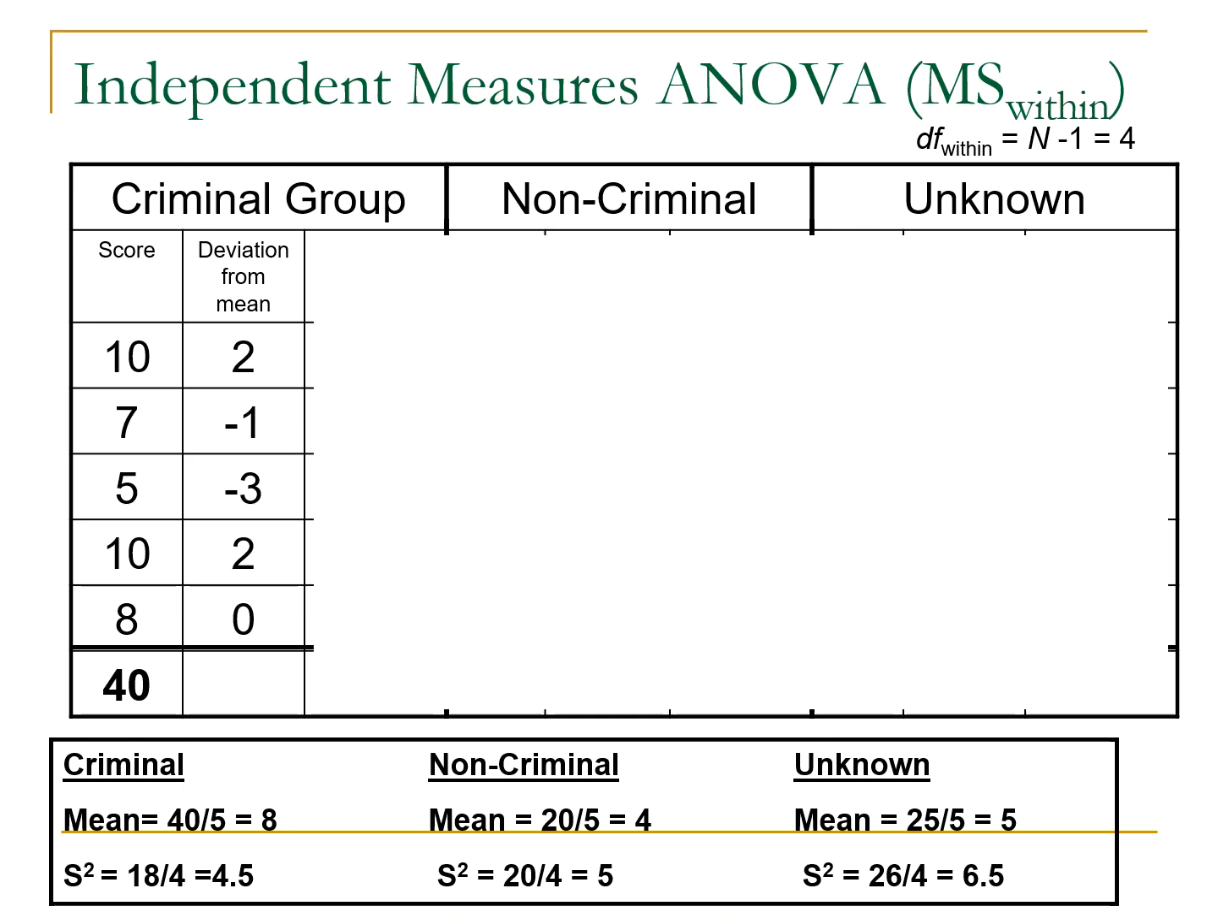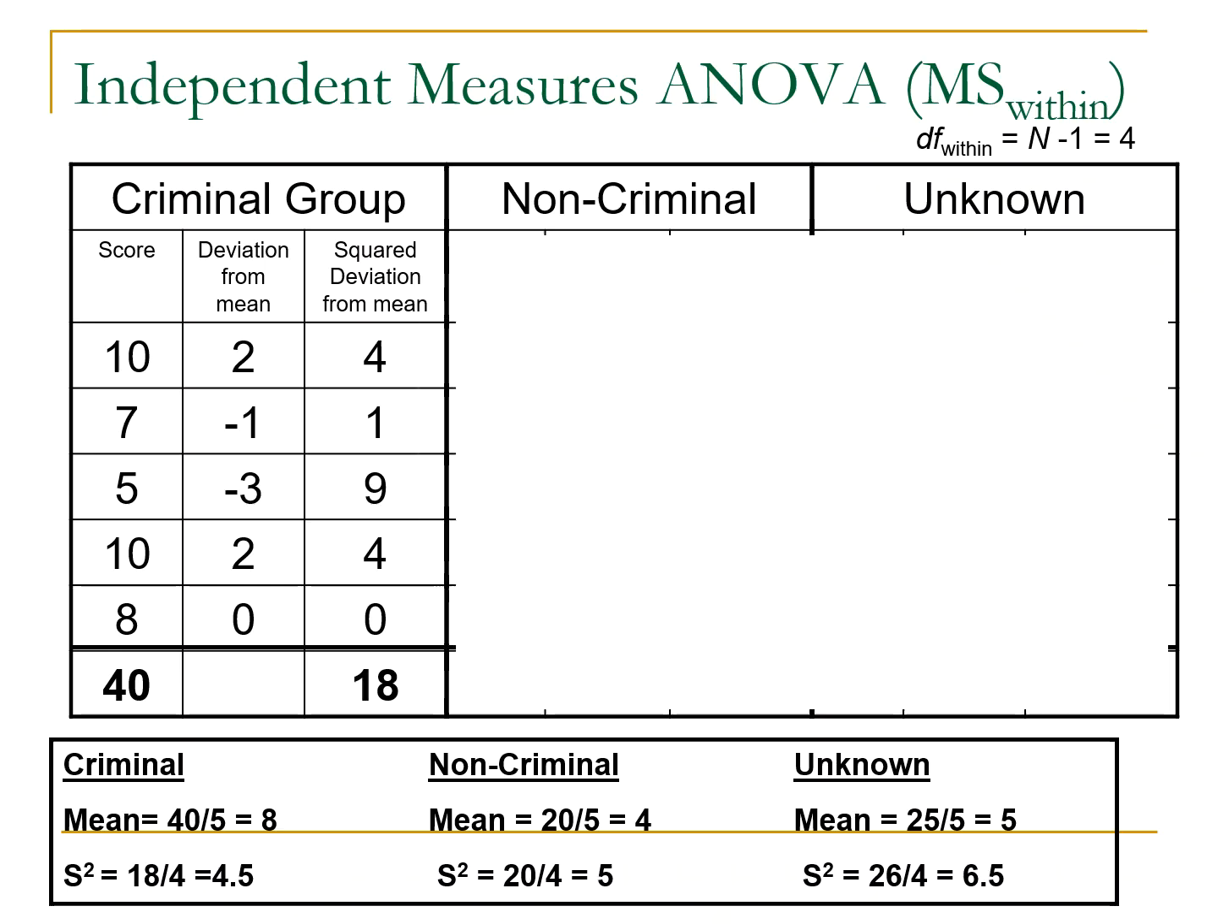Again, we're taking the individual person's scores, and then we're subtracting the mean. That becomes the deviation from the mean. And then we're going to square this. Once again, F's are always going to be a positive number, so we want to get rid of those negative signs, and the easiest way to do this is to square them. So 2 times 2 is 4, negative 1 times negative 1 is 1, negative 3 times negative 3 is 9, 2 times 2 is 4, and 0 times 0 is 0, and we sum this up.